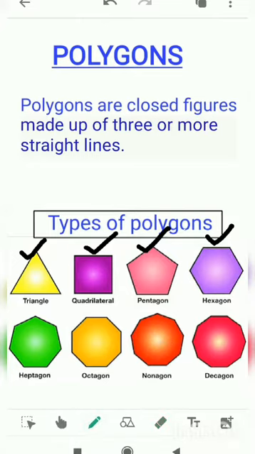Therefore, a closed figure made up of 7 straight sides is known as a heptagon. A closed figure made up of 8 straight sides is known as an octagon, and a closed figure made up of 9 straight sides is known as a nonagon, and a decagon is a closed figure made up of 10 straight sides.